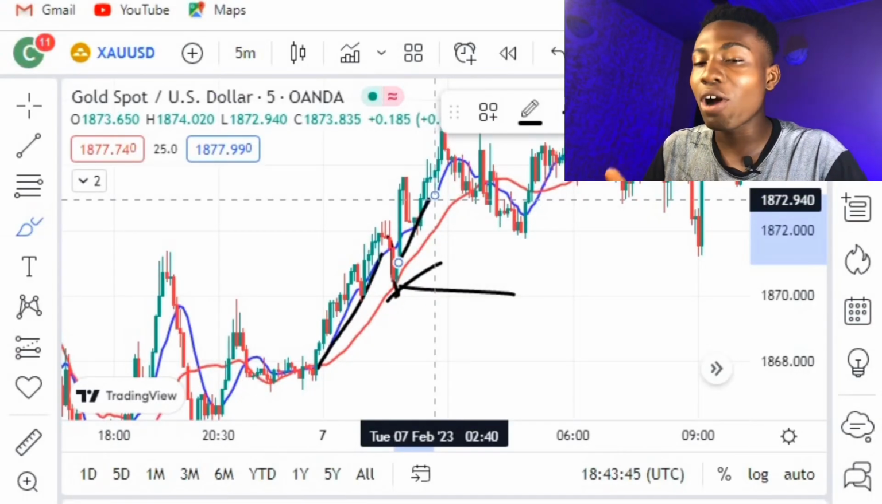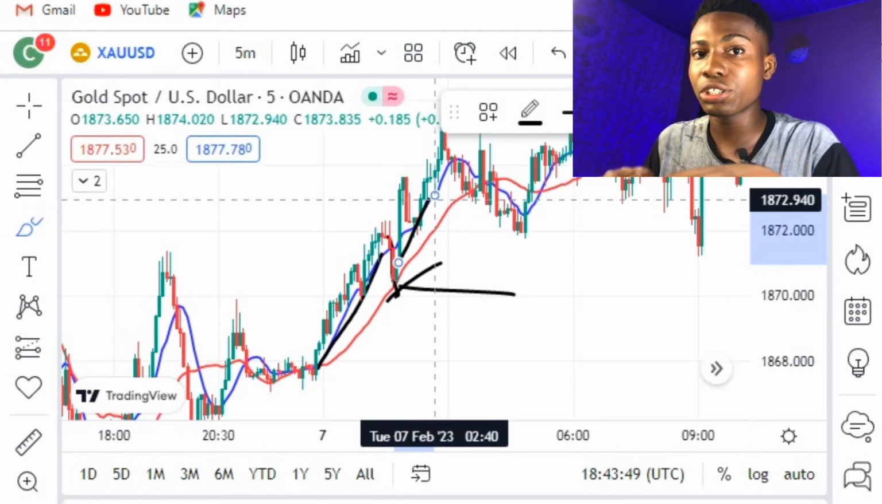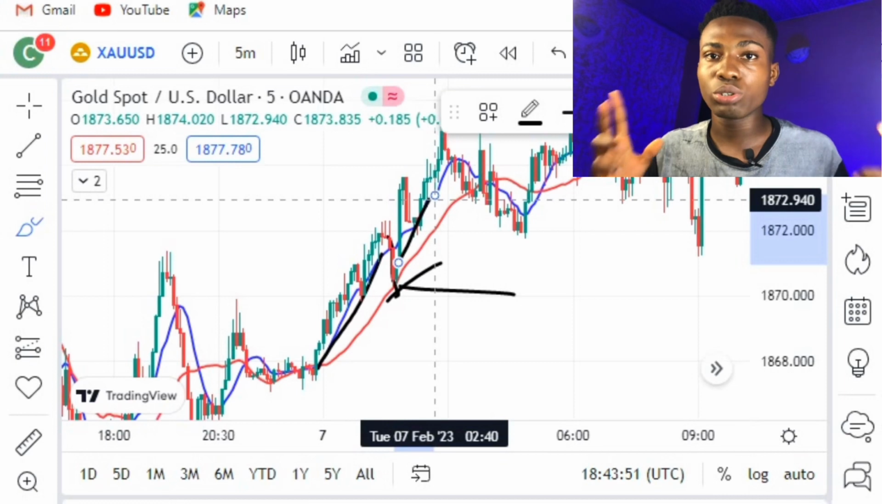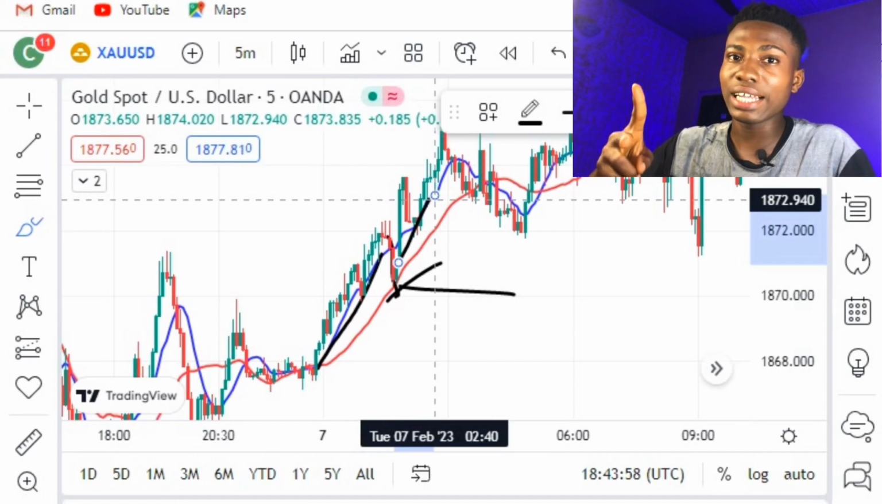Now we've already figured out how we can get buys and sells in the market, but how are we going to be able to figure out consolidation in the market? In order for us to figure out consolidation in the market, we need to have two things in mind. We need to have true confirmation of support and resistance in the market.